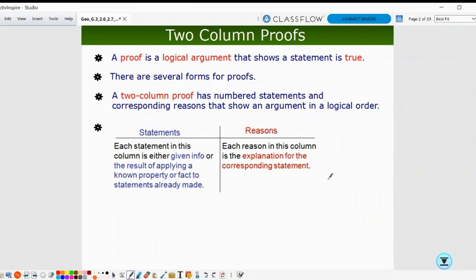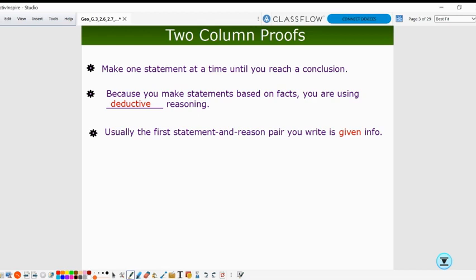In this video, we'll take a look at two-column proofs. A proof is a logical argument that shows a statement is true. There are several different forms of proof. We're going to take a look at two-column proofs, where we have statements on the left and reasons on the right. We number each statement and match it with each reason. Because we're making statements based on fact, we're using deductive reasoning.